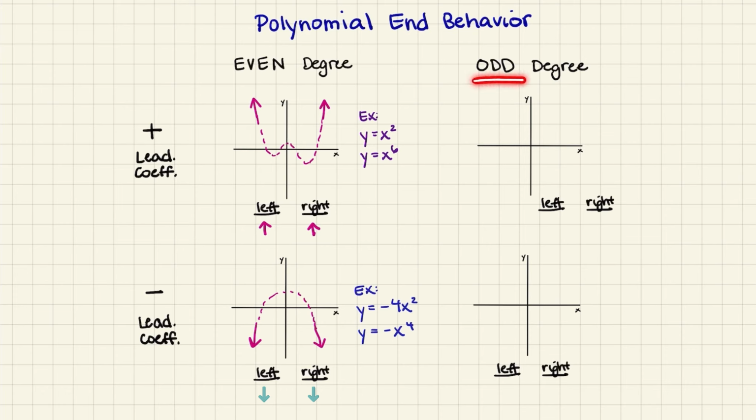Now let's look at odd degree polynomials with a positive leading coefficient. So an example of this would be y equals 2x to the third, or y equals x to the ninth. In this circumstance, the polynomial points down on the left and up on the right, and the middle can have any kind of this squiggly shape. So the end behavior is down on the left and up on the right.